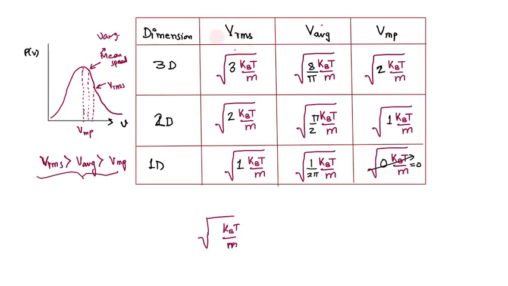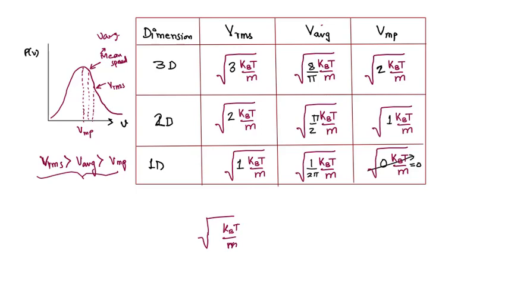So you just have to remember the numbers 3, 8 by pi, then 2 comes over here, pi by 2, then 1, this 1 comes over here, 1 by 2 pi, then 0. And between VRMS and VMP there will be a square root of one order of magnitude difference. So this is 3, 2, 2, 1, 1, 0. So you just have to revise the average one, that is 8 by pi, pi by 2, and 1 by 2 pi. This was the mean speed, most probable, and RMS value of speed at different dimensions.